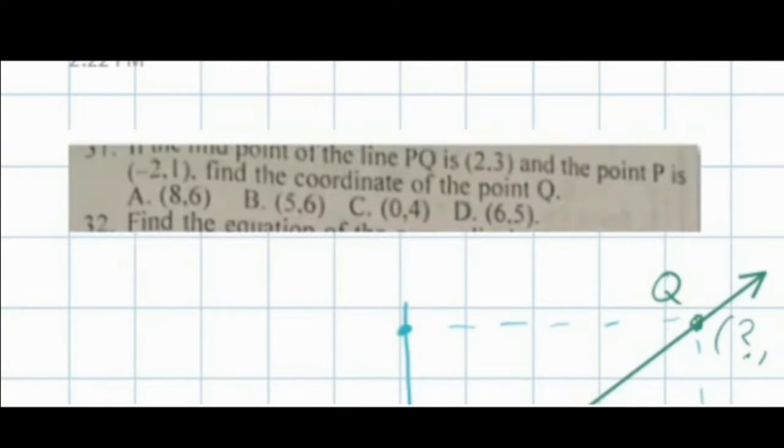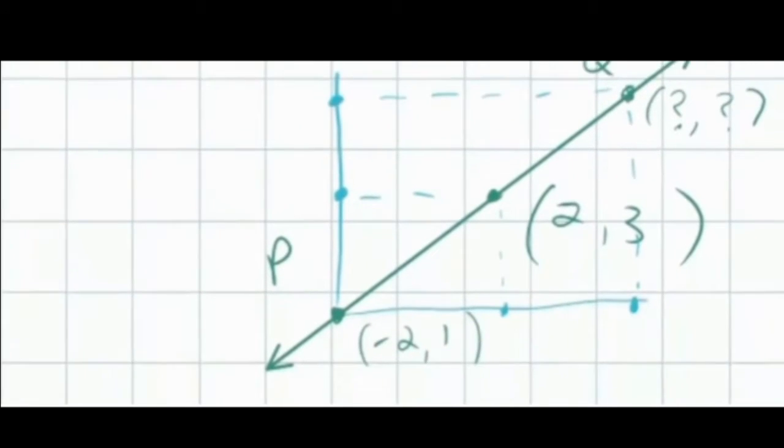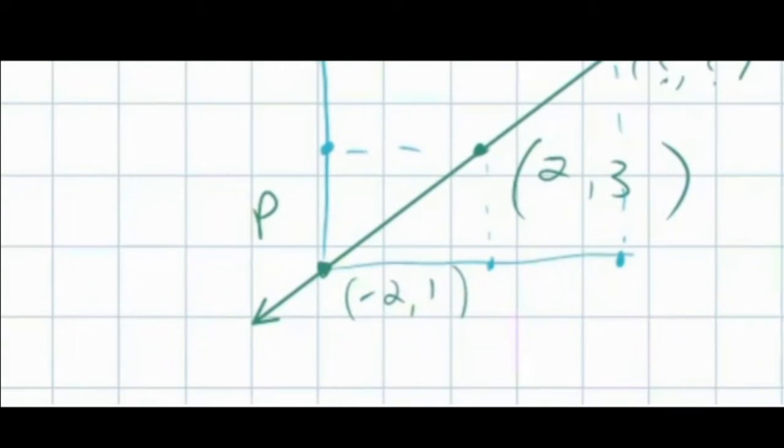Question 31 says if the midpoint of the line PQ is (2, 3), and the point P is at (-2, 1), find the coordinate of the point Q. So I drew an illustration. Here we have (-2, 1), which they told us is point P. Then we need to know Q, which I've labeled with question marks because we don't know what it is yet.